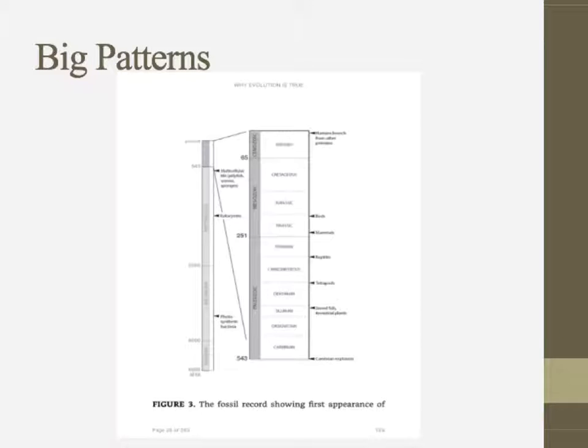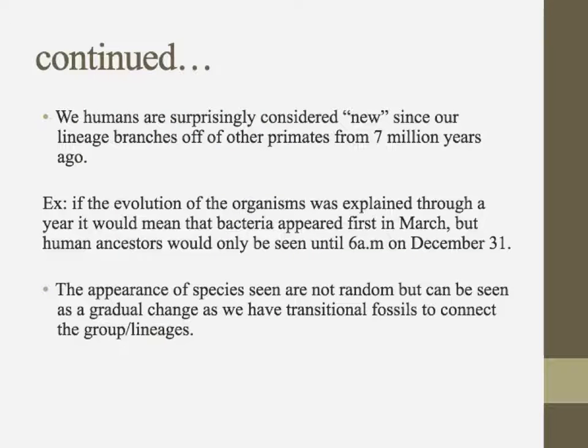Here we see the different eras, the youngest being at the top and the oldest being at the bottom. That's the strata. And that's from the Cambrian era. And we humans are surprisingly considered new since we have been on Earth the least amount of time, about 7 million years.